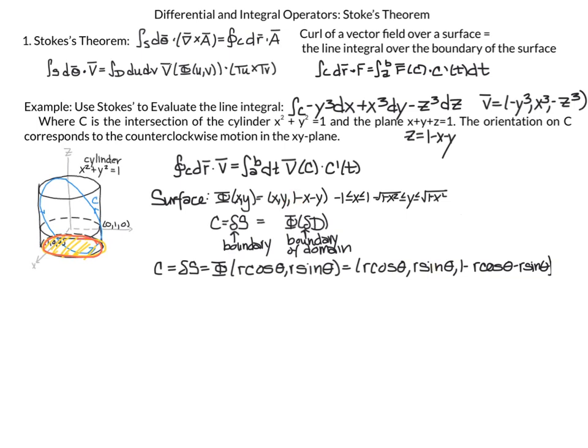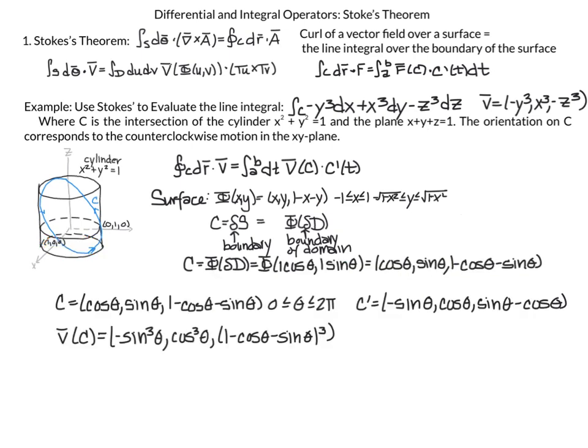And the last coordinate is 1 minus x minus y, which is 1 minus r cosine theta minus r sine theta. As I mentioned, my radius is equal to 1, so I went ahead and plugged that in, and I rewrote out the parameterization of my curve. C is equal to cosine theta, sine theta, and then 1 minus cosine theta minus sine theta, where theta goes between 0 and 2 pi.